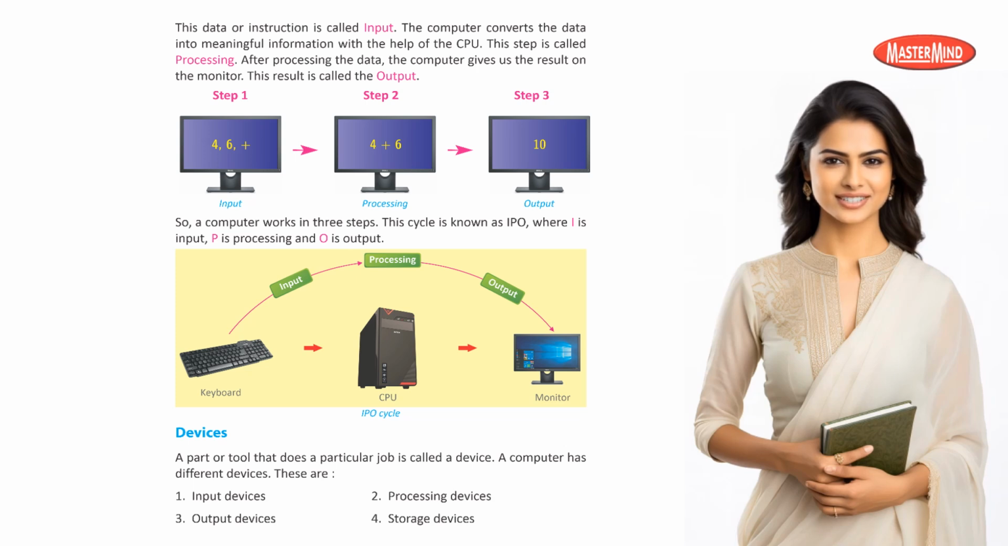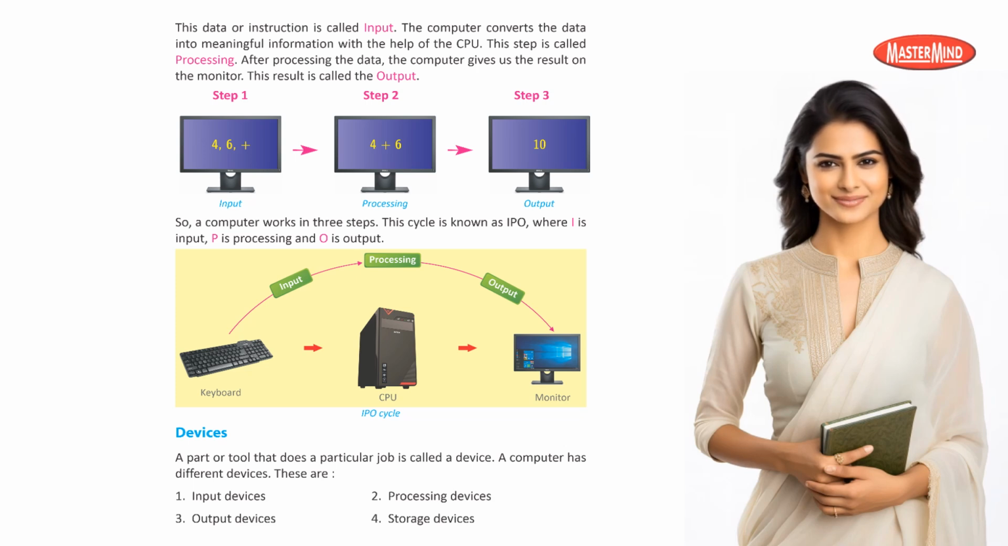The computer converts the data into meaningful information with the help of the CPU. This step is called processing. After processing the data, the computer gives us the result on the monitor. This result is called the output. So, a computer works in 3 steps. This cycle is known as IPO, where I is input, P is processing and O is output.